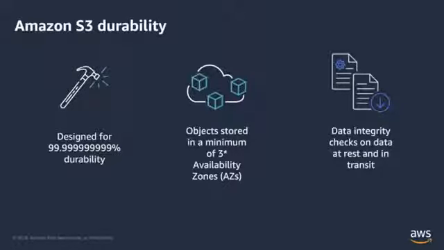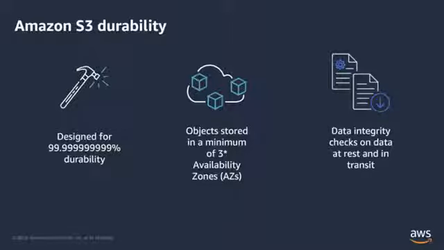So let's start with what Amazon S3 provides to all S3 data. Durability. All Amazon S3 storage classes are designed to provide 99.999999999% durability of objects over a given year. That's 11 nines of durability. So to put that into perspective, if you were to store 10 million objects with Amazon S3, you can expect, on average, to incur the loss of a single object once every 10,000 years. That's right, 10,000 years to expect a loss.